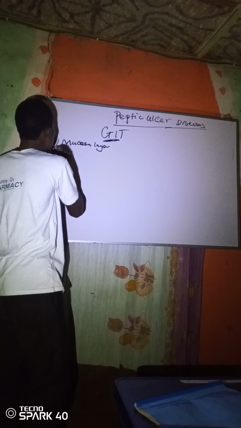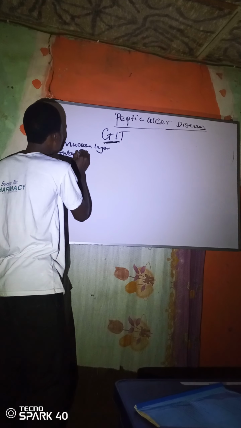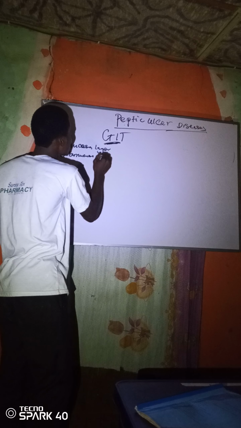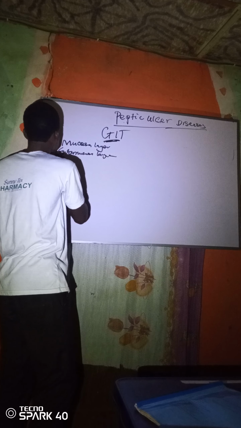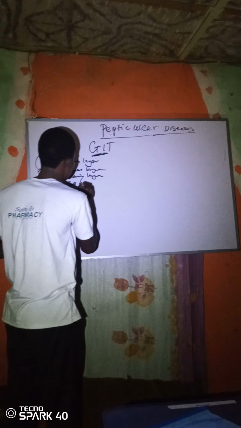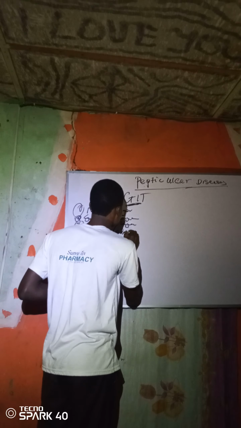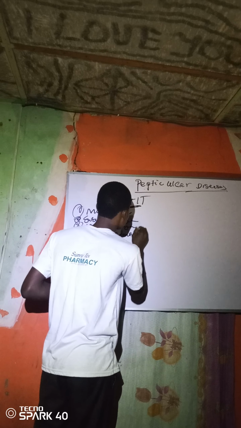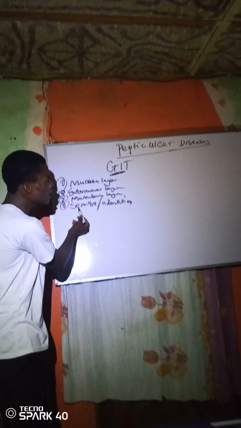Number 2 layer is the submucosa. The third layer is the muscularis layer, while the fourth layer is the serosal layer, or adventitia. Now, either you call this serosal layer or you call it adventitia.